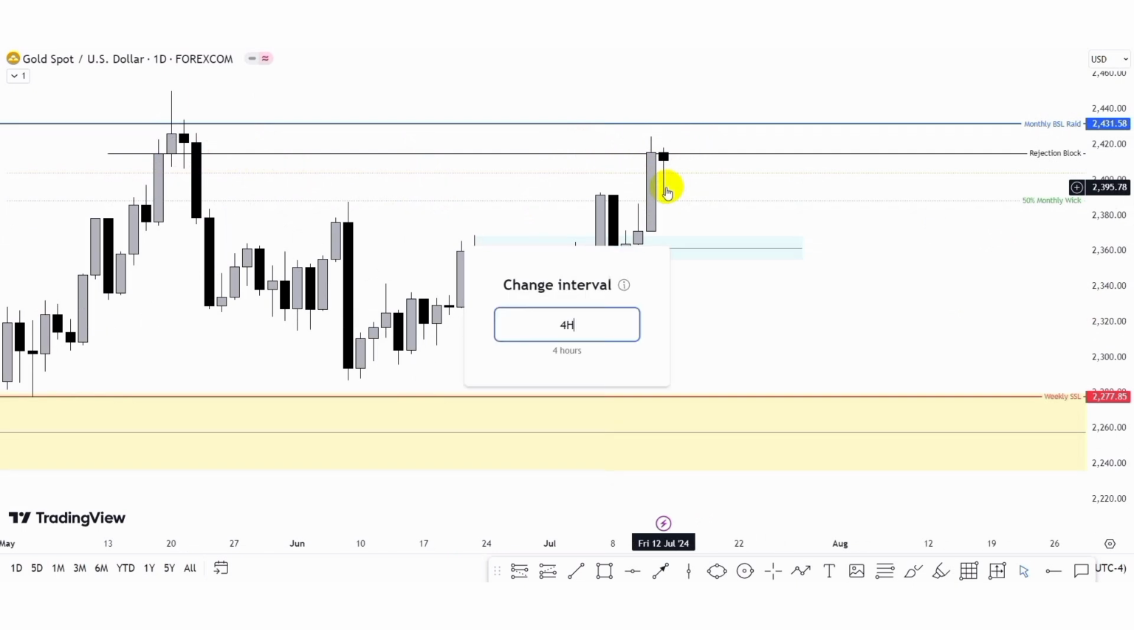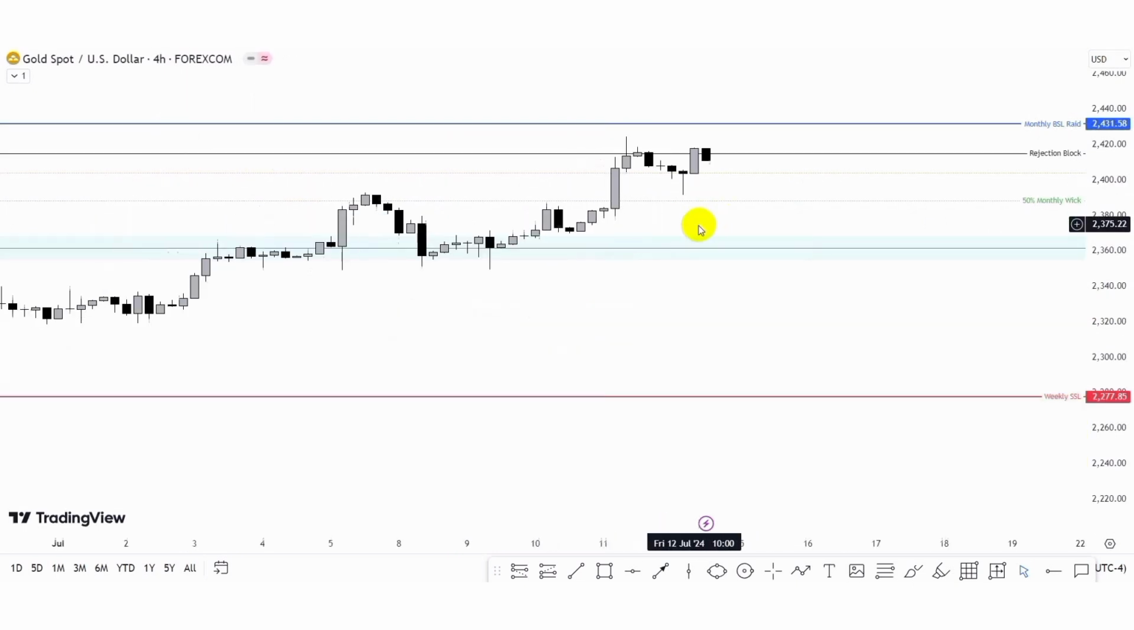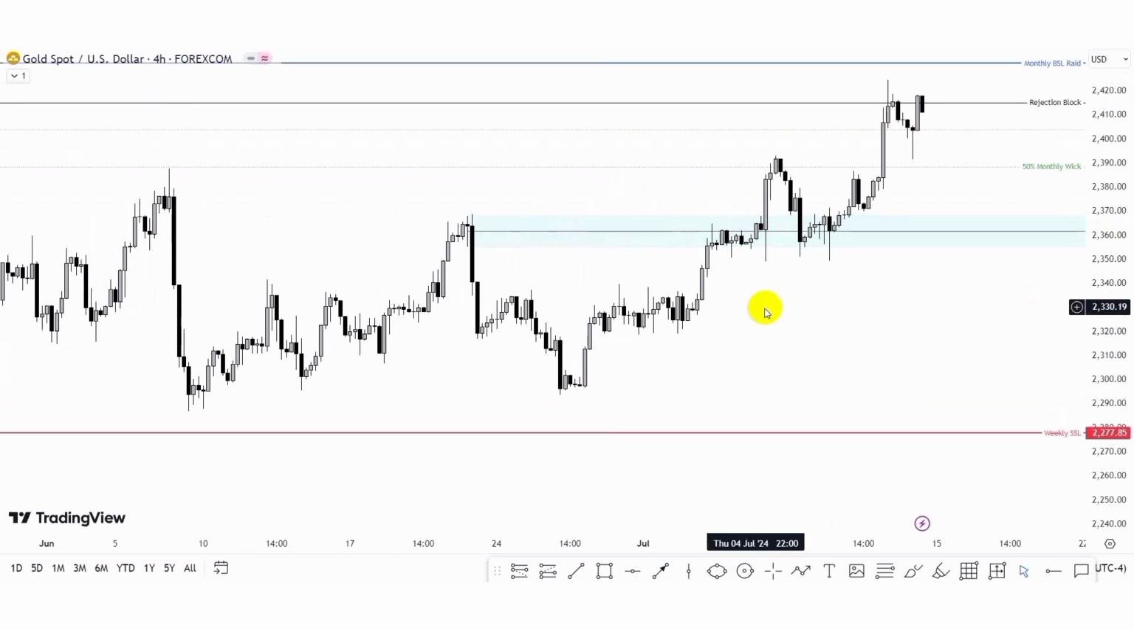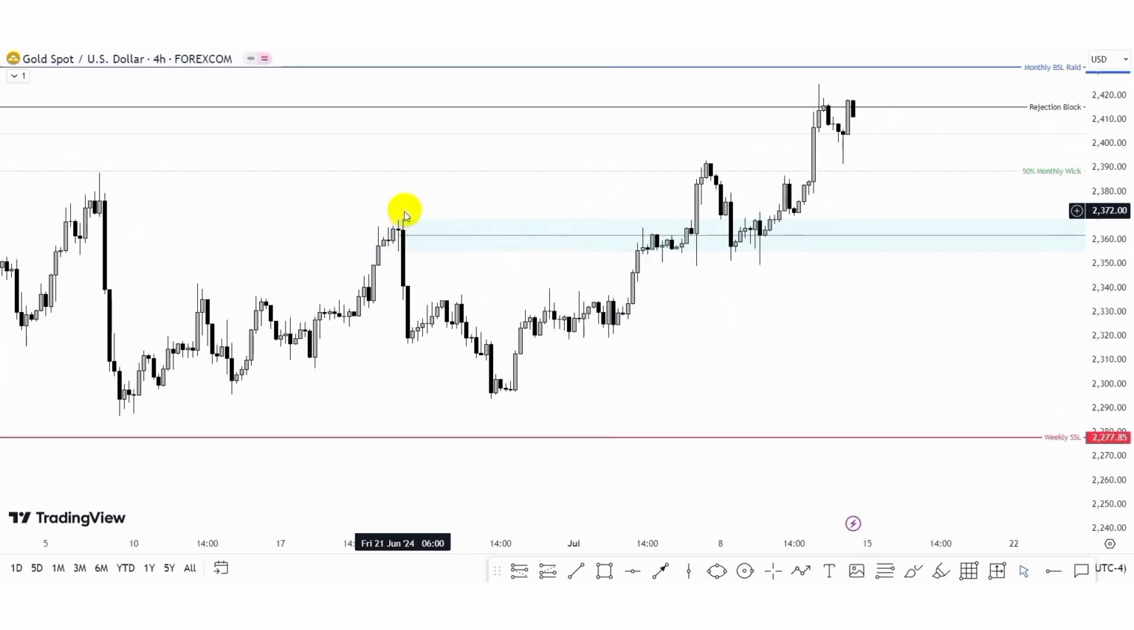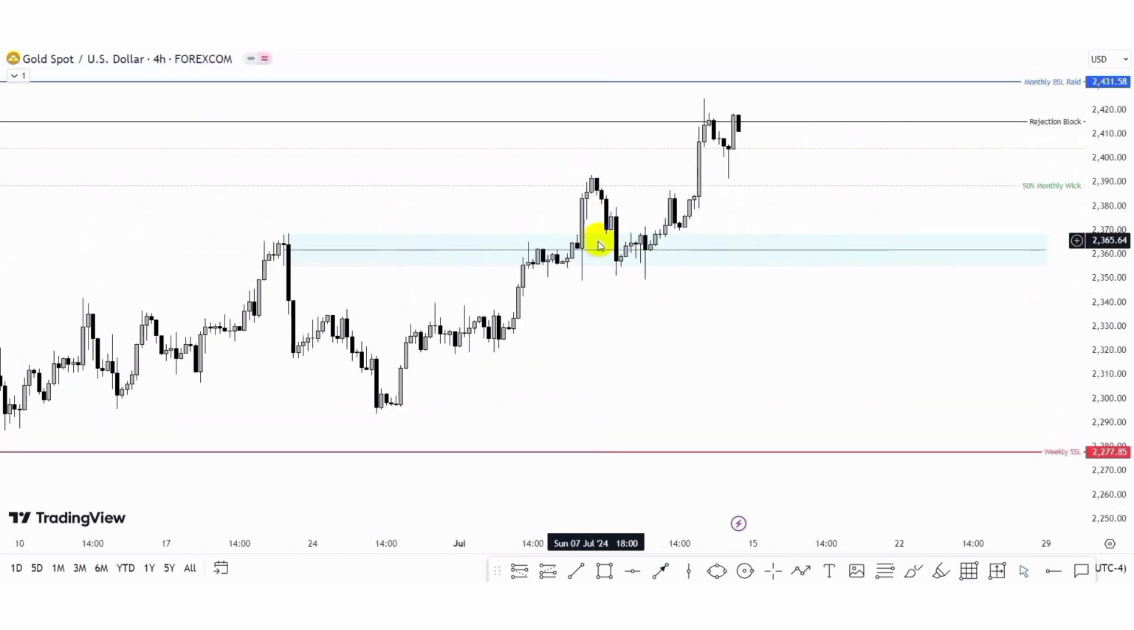So let's drop to the 4-hour time frame. So here we are in the 4-hour time frame. You can clearly see that zone I was looking at. And then you can see how price was facing rejection here, and then price gave the bullish move. So we anticipated the bearish move to look out for a bullish move, or if price actually breaks through this level, we're expecting to see a return and then a fall of price.